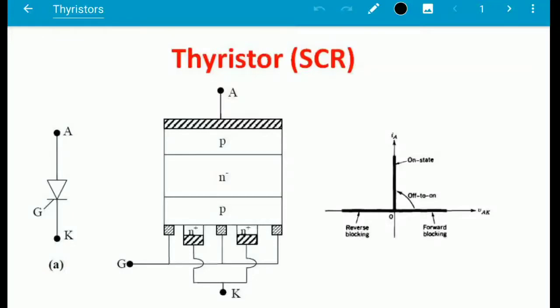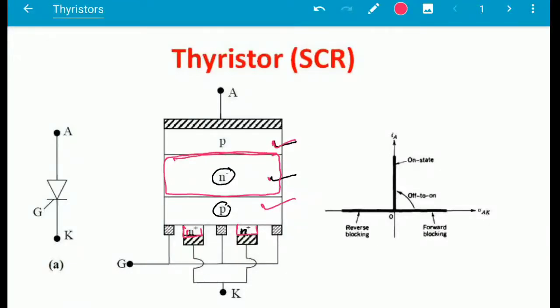In the last video we discussed power diodes, and this one is about the thyristor, also called SCR. A thyristor is a 4-layer, 3-junction device: one P layer, then an N minus layer, meaning a lowly doped N layer, then a P layer and then an N layer. These two P layers are similarly doped, but the last N is heavily doped, whereas the middle one is lowly doped.